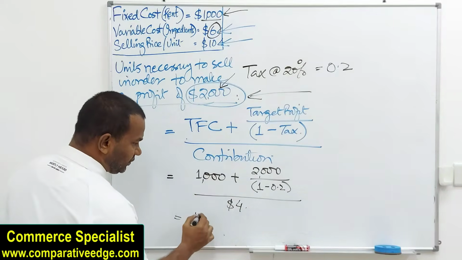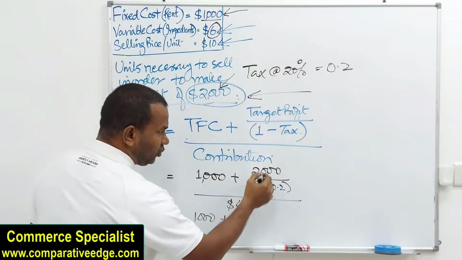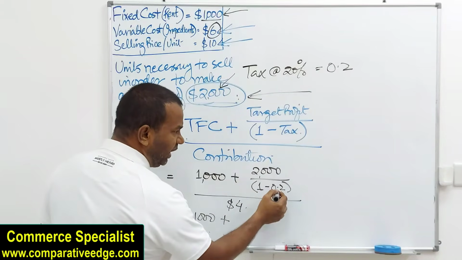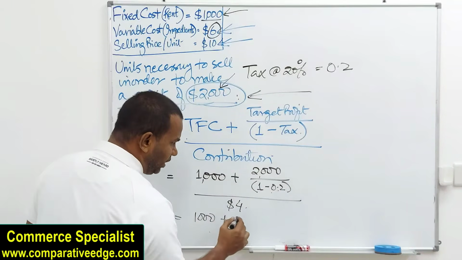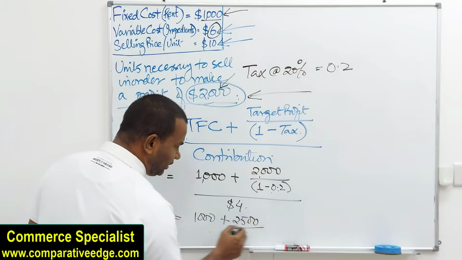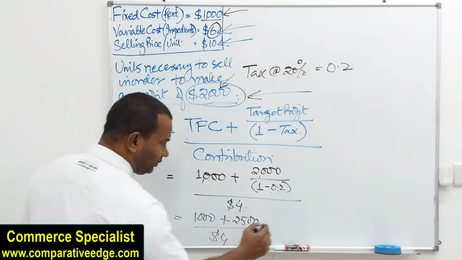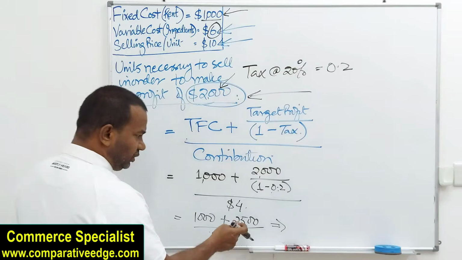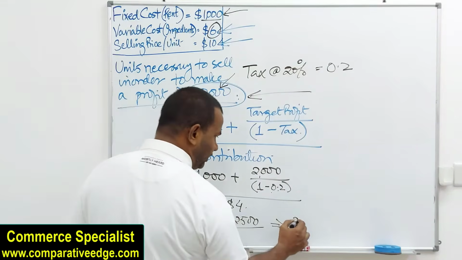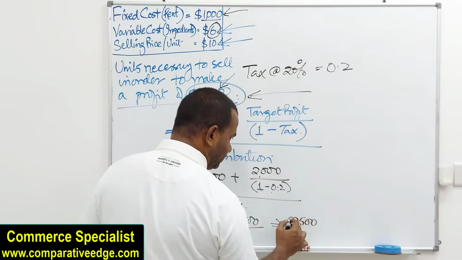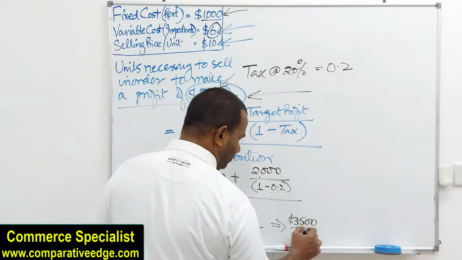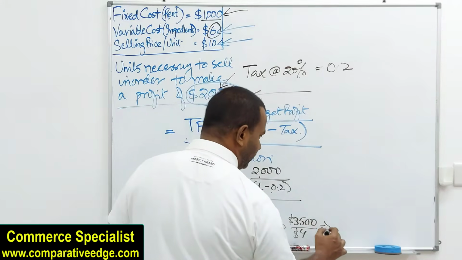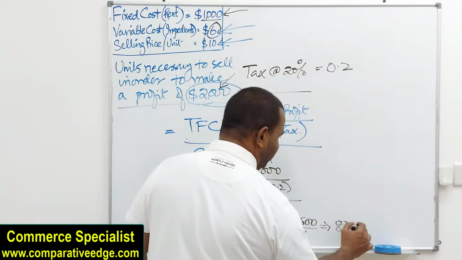So this fixed cost is 1,000. 2,000 divided by 1 minus 0.2, which is 0.8. When you divide 2,000 by 0.8, you get 2,500. If I continue here, 2,500 plus 1,000 is 3,500. Divide by $4 contribution. So we get 875 units.